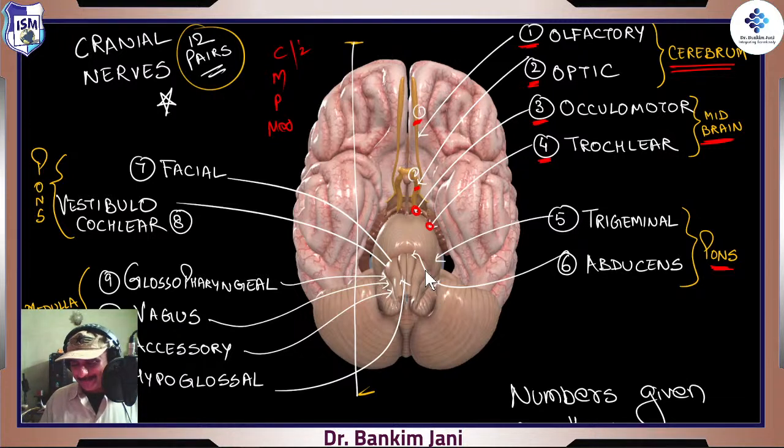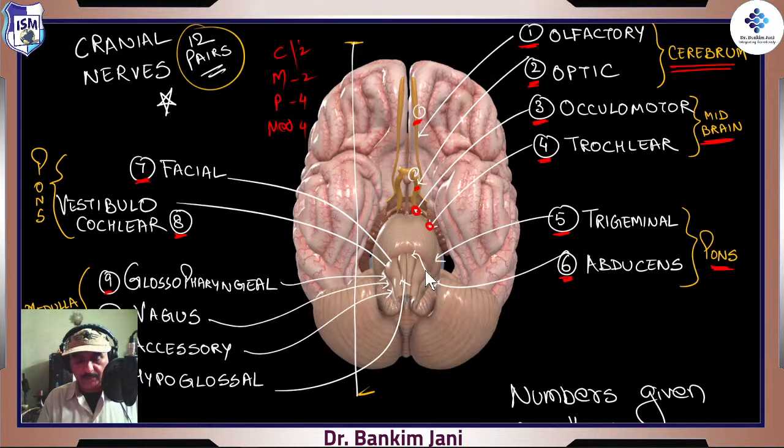Okay, so this is oculomotor and trochlear, right? So that's from midbrain, and then we have got the trigeminal, abducens, facial, and vestibulocochlear. They are from pons. So we have got two from cerebrum, two from midbrain, and then four from pons, and the last four, glossopharyngeal, vagus, accessory, and hypoglossal, they are from medulla, right?